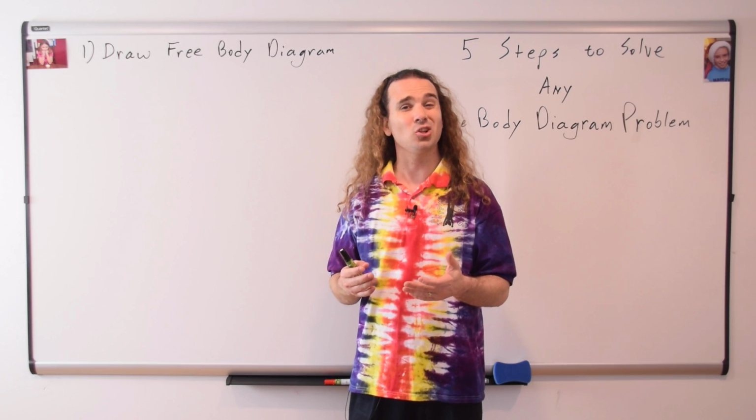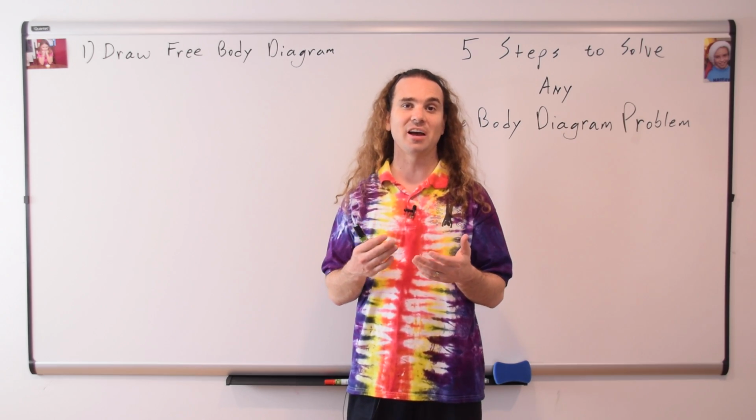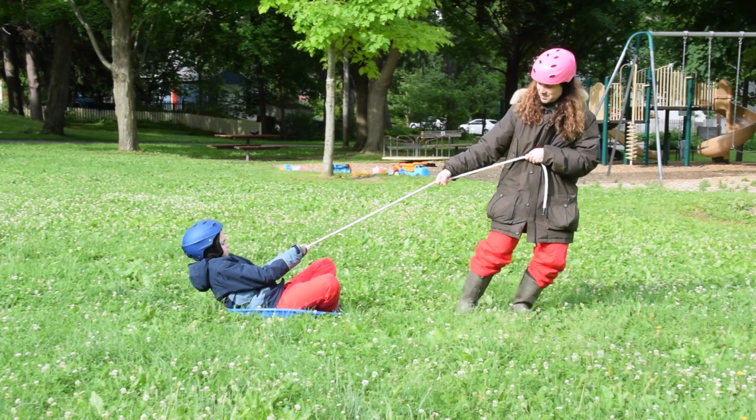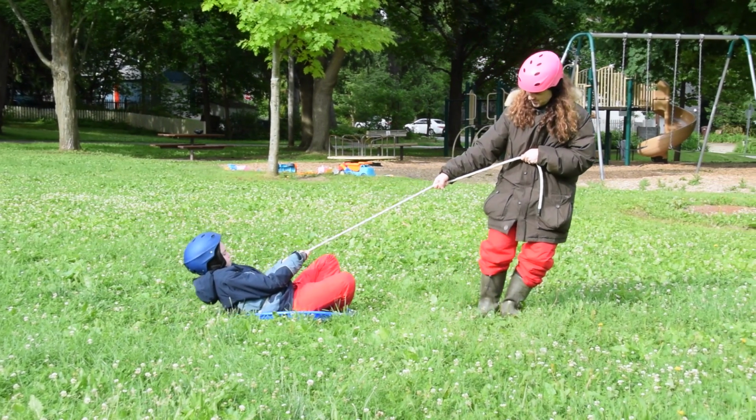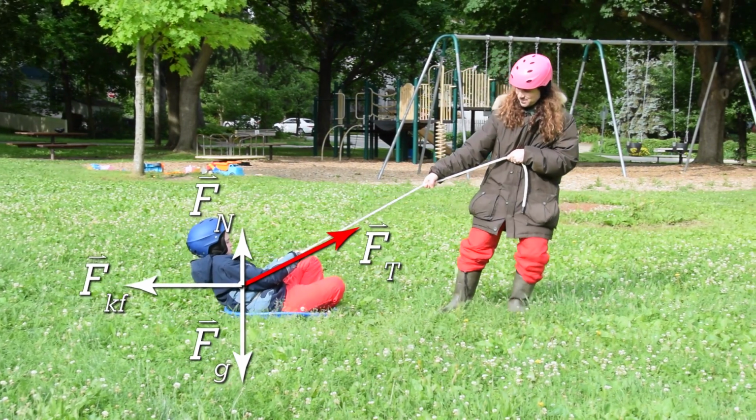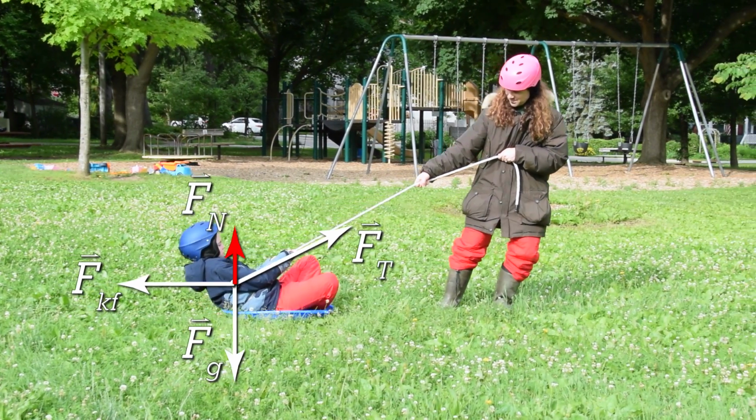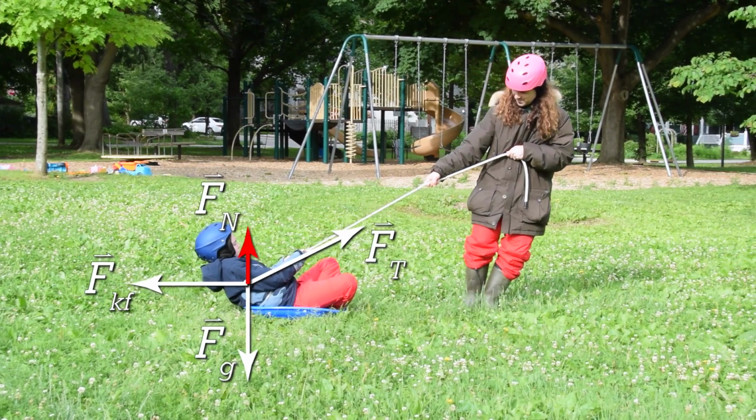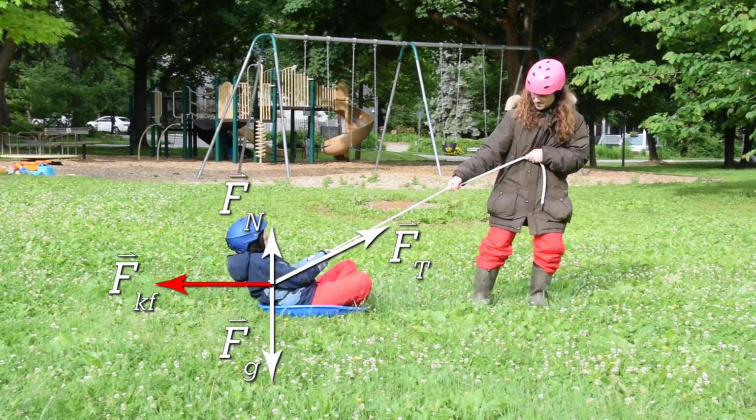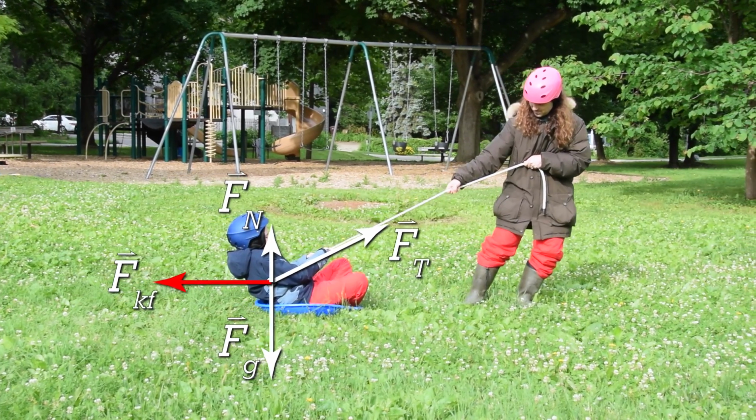Step 1. Draw the free body diagram. As an example, let's look at the standard father dragging his child on a sled problem. Here I am dragging my daughter Genevieve on a sled. The forces in the free body diagram are the force of tension in the direction of the rope, the force of gravity down, the force normal pushes up and is perpendicular to the ground, and the force of kinetic friction is parallel to the ground, opposes motion, and is therefore to the left.